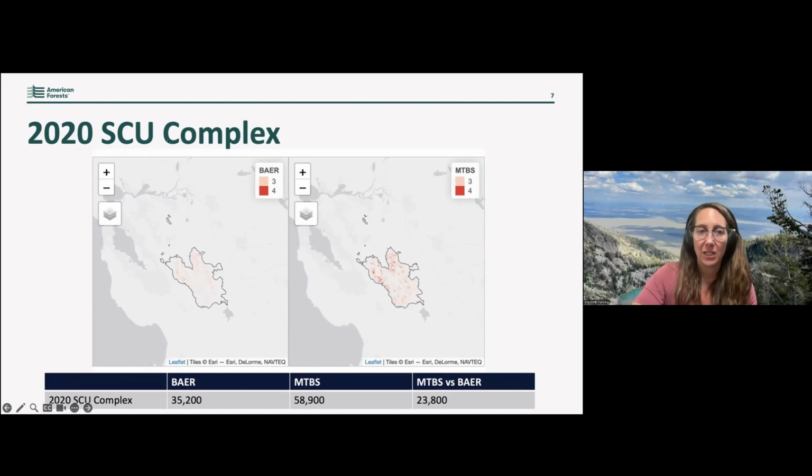So this one is the 2020 SCU Complex. We did not have a RAVG component for this because it did not burn more than 1,000 acres on National Forest System lands. So we only have the BEAR products, which gave us about 35,200 acres of moderate or high severity across that fire footprint, versus MTBS, which gave us about 59,000 acres. So there are some differences here.